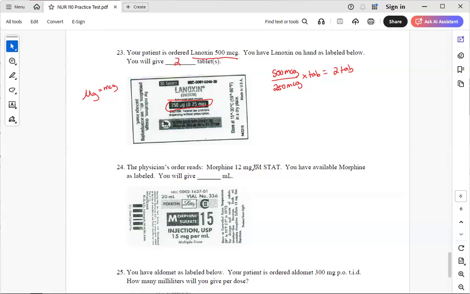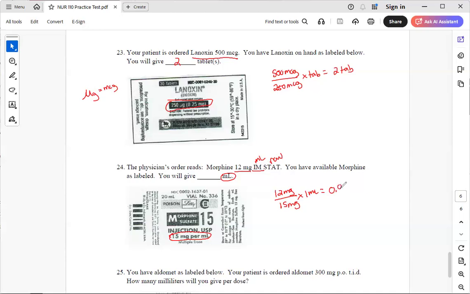Morphine, it's intramuscular, so it's going to be mLs. Stat means now. And it tells you to solve for mL. So we have an order of 12 milligrams, and our available is 15 per mL. So I'm just going to take my 12 milligrams divided by my 15, my available, times 1 mL, and then see what that comes out to be. So 12 divided by 15, we get 0.8 milliliters.